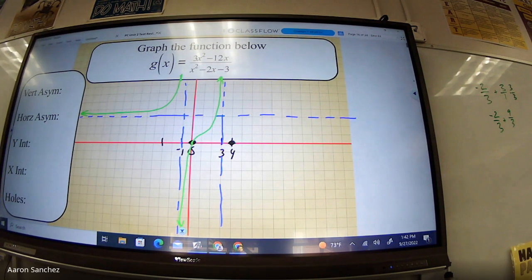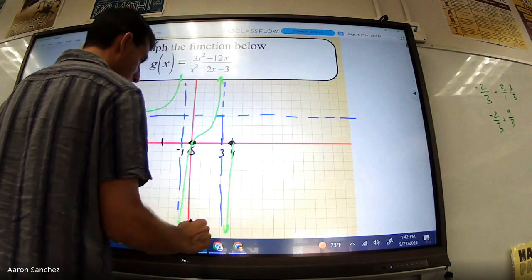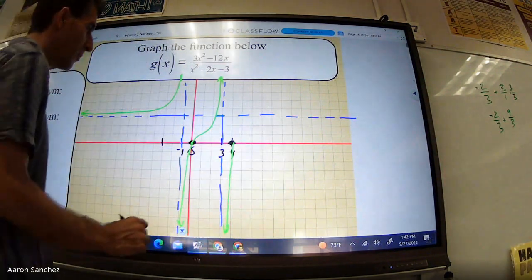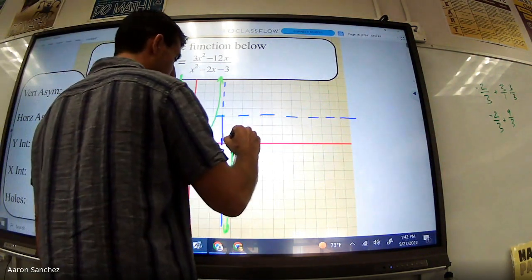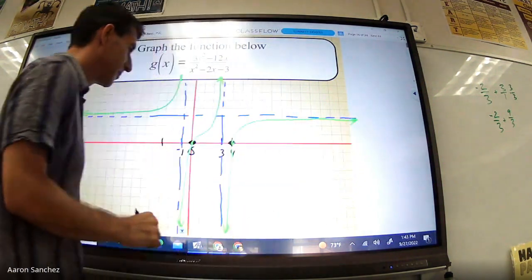And then between 3 and 4 is negative. So you hug it, hit the 0, and then 4 is positive. Now, this is where the vertical asymptote comes in. You got to hug it, and there's your graph.